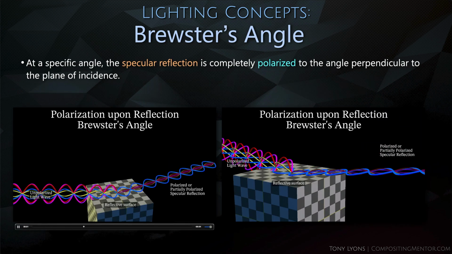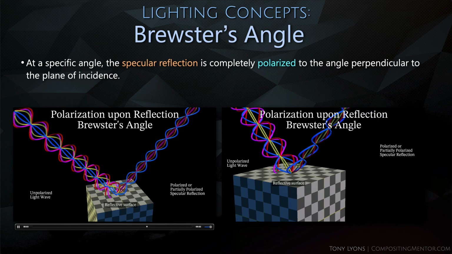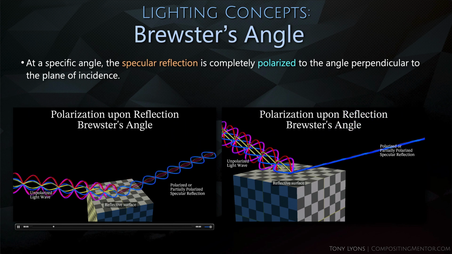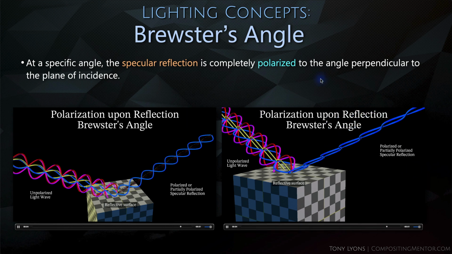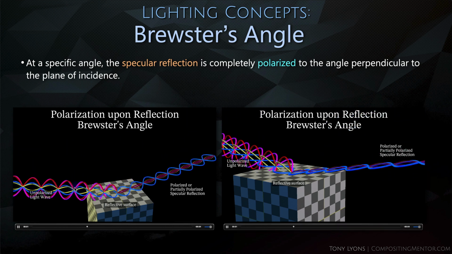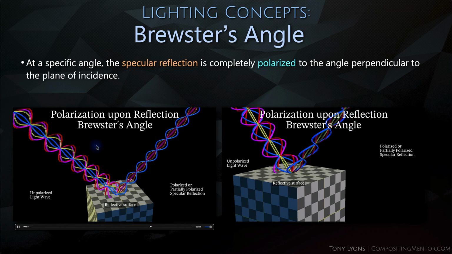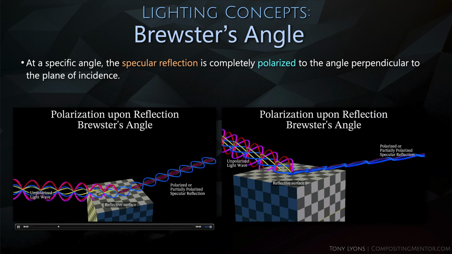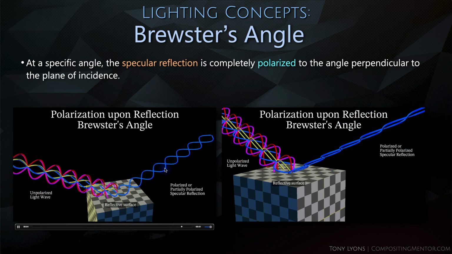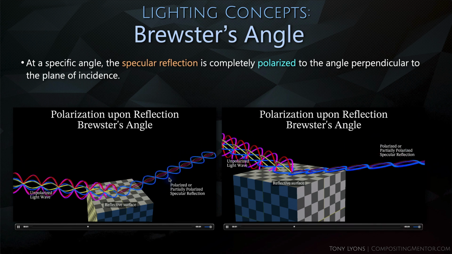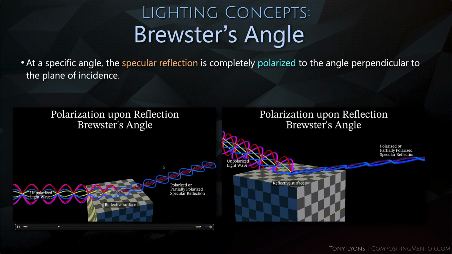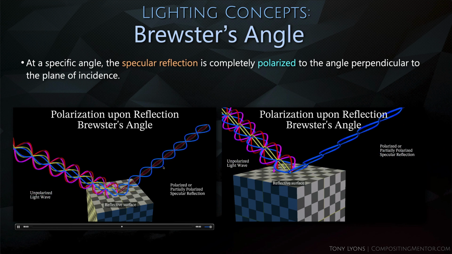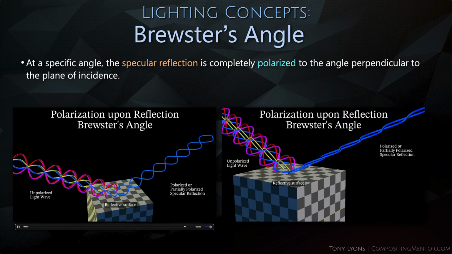Brewster's angle. So at a specific angle, the specular reflection is completely polarized to the angle perpendicular to the plane of incidence. So I tried to represent this in 3D: depending on the angle that this unpolarized light is hitting this reflective and refractive surface, the outgoing light is either remaining a little bit of the polarization, and then at a specific angle, the unpolarized light disappears and it is completely polarized. And that is Brewster's angle.